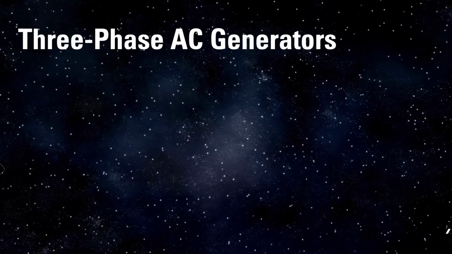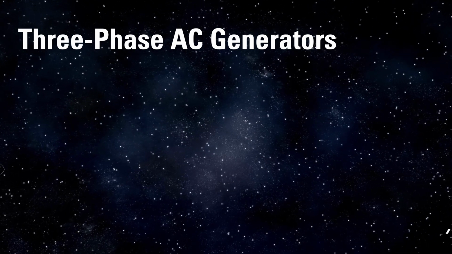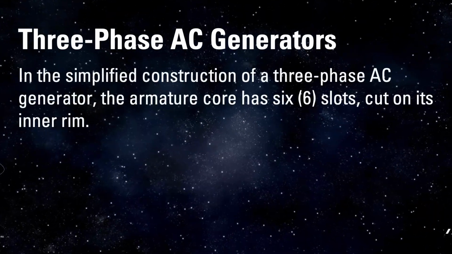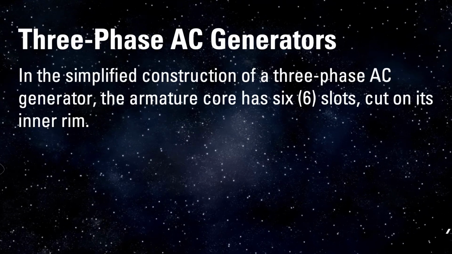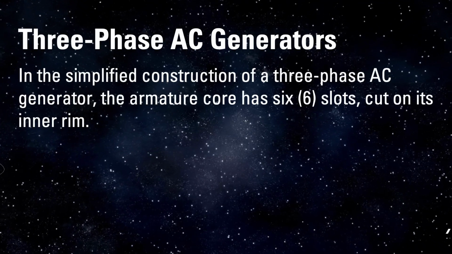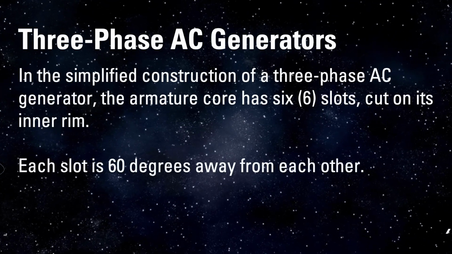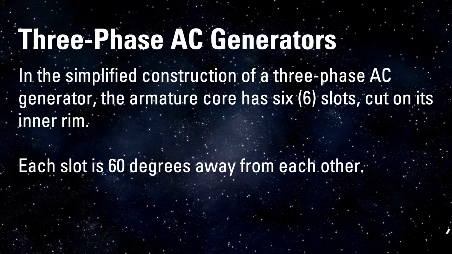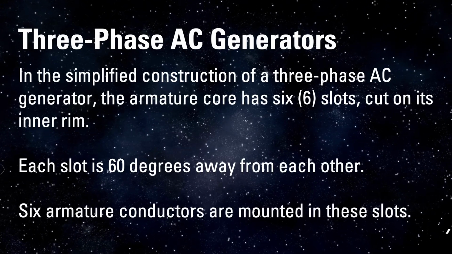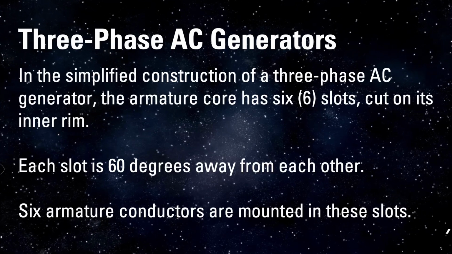Three-phase AC generators, or three-phase alternating current generators. In the simplified construction of a three-phase AC generator, the armature core has 6 slots cut on its inner rim. Each slot is 60 degrees away from each other. 6 armature conductors are mounted in these slots.